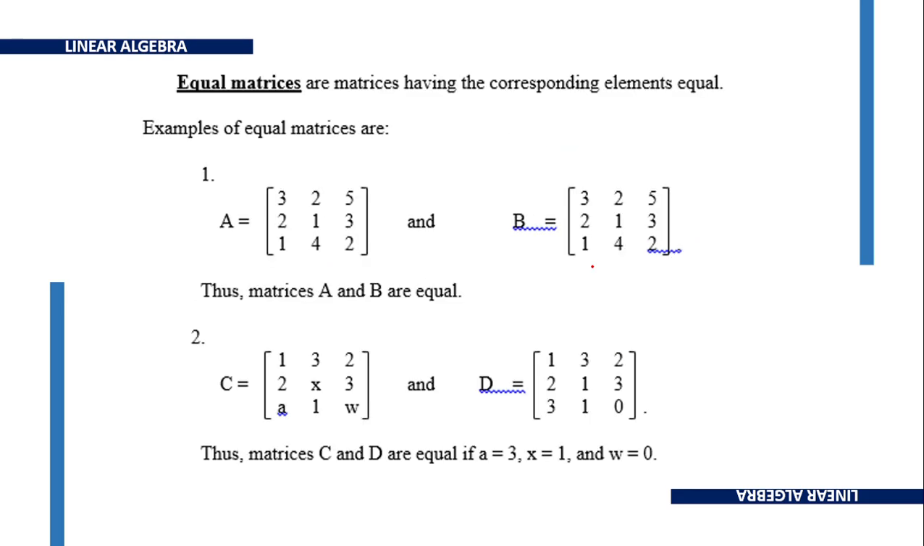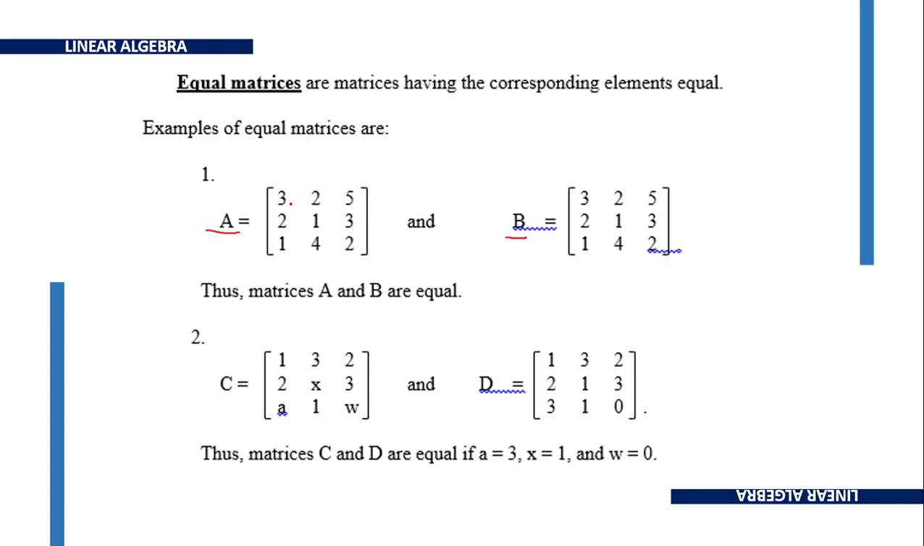Next, we have the equal matrices. Equal matrices are matrices having the corresponding elements equal. So, ibig sabihin, equal matrices, meaning, we are comparing two or more matrices. Since sinabi dyan is equal matrices, then dapat yung mga matrix natin is pare-parehas or equal sila. So, as you can see, for example number 1, we have matrix A and matrix B. They have the same elements.